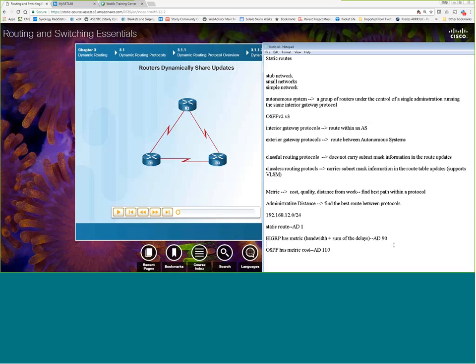Is that what we mean by floating? No. Well, yes. Or backup? Yes, that is what we mean by that.